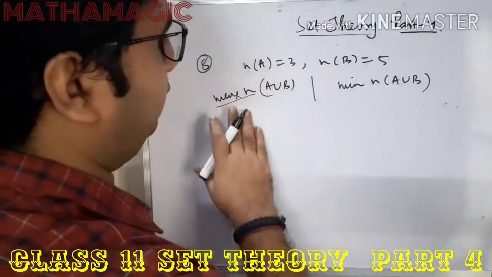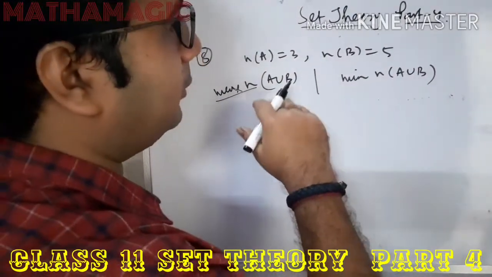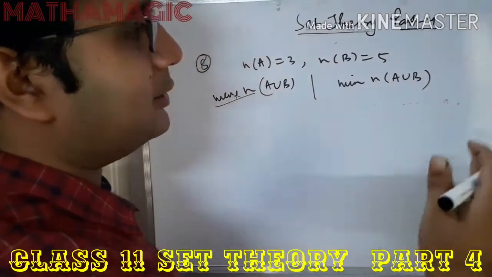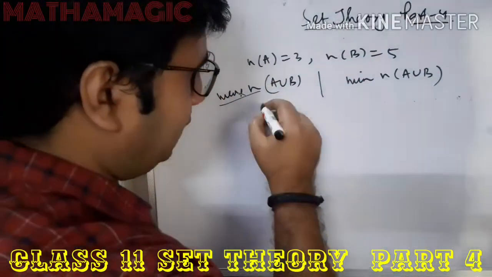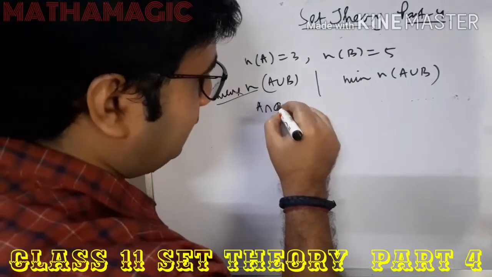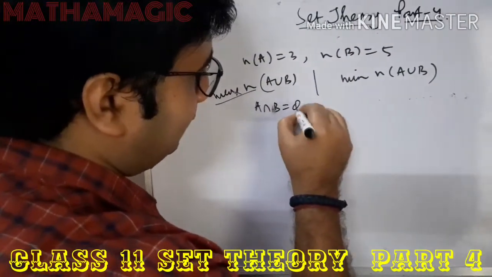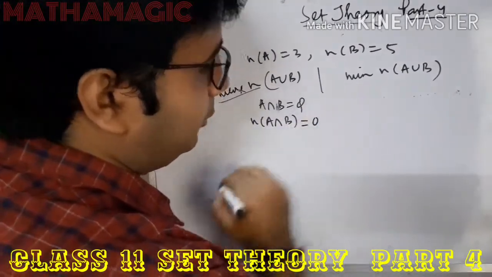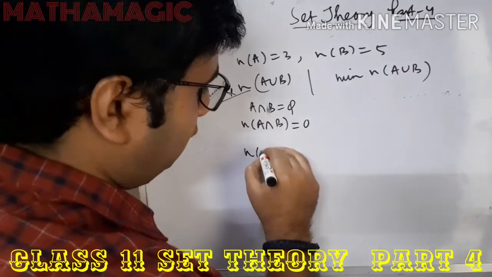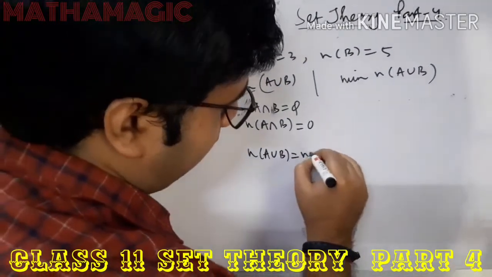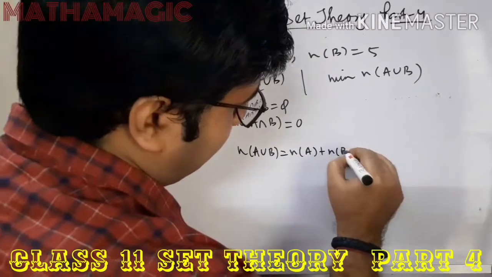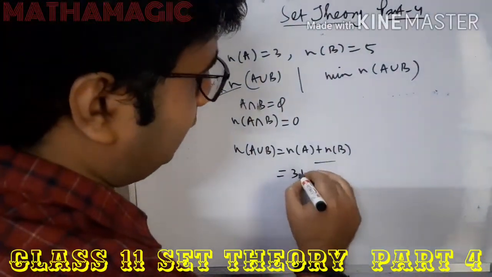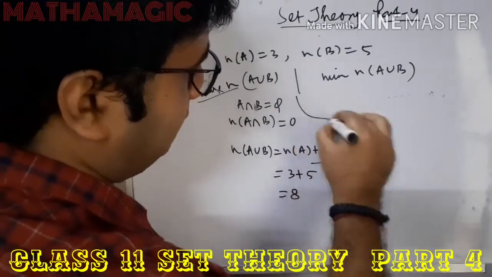But in case of finding out the maximum number of elements present in A union B, we have to consider that there is no intersection part. That means A intersection B has no element in it. So we can use the formula that n of A union B will be equal to n of A plus n of B. In this condition only, the number of elements will be maximum in A union B. So that will be 5 plus 3, 8.